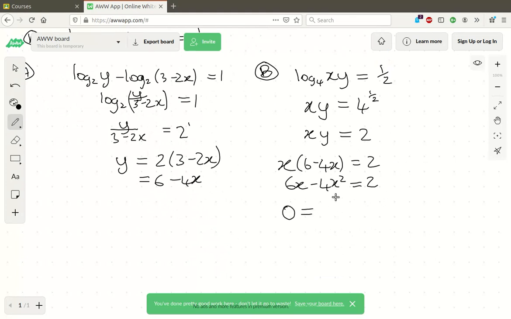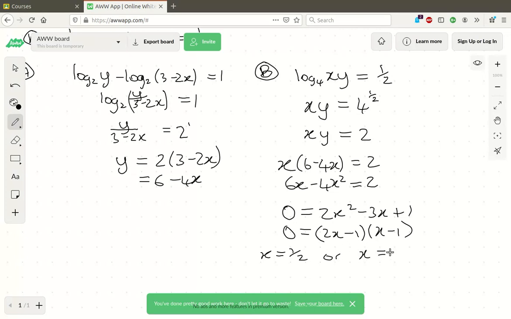I'm going to halve everything and I'm going to move all that on that side. So I'm going to get 2x squared minus 3x plus 1. And then I'm going to factorize: 2x minus 1, x minus 1. And so x is a half, or x equals 1. Don't forget to find the y's. It's a simultaneous equation. We need the other ones. If x is a half, y's got to be 4. And if x is 1, y's got to be 2.